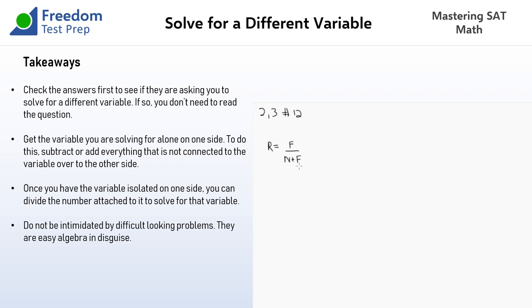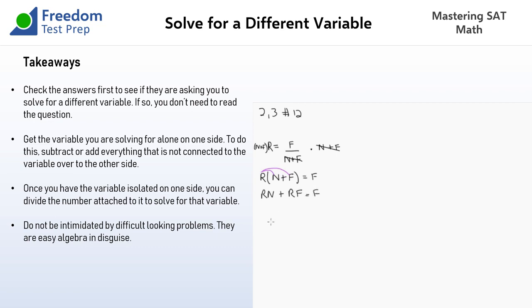All right, now, just like in the previous question, we want to be getting rid of the denominator. So how do we do that? We multiply both sides by that denominator. On here it cancels out, and we end up with, I'm going to put the R first because that's how we're used to seeing these things. And we get F. Now we can distribute that R to both. So we get Rn plus Rf equals F.